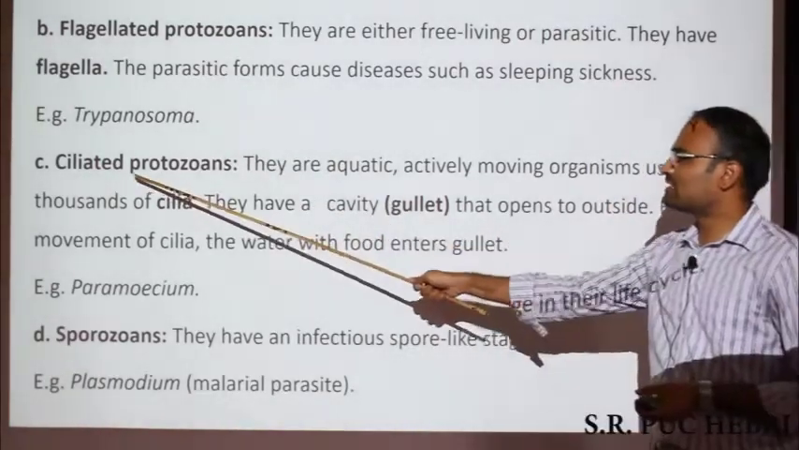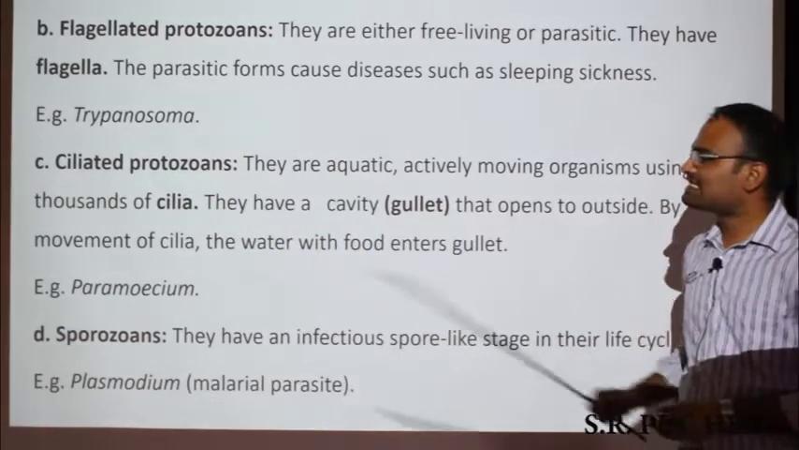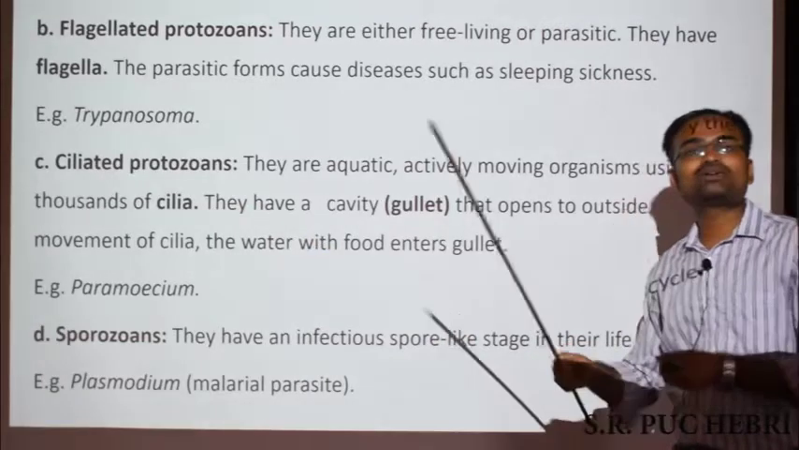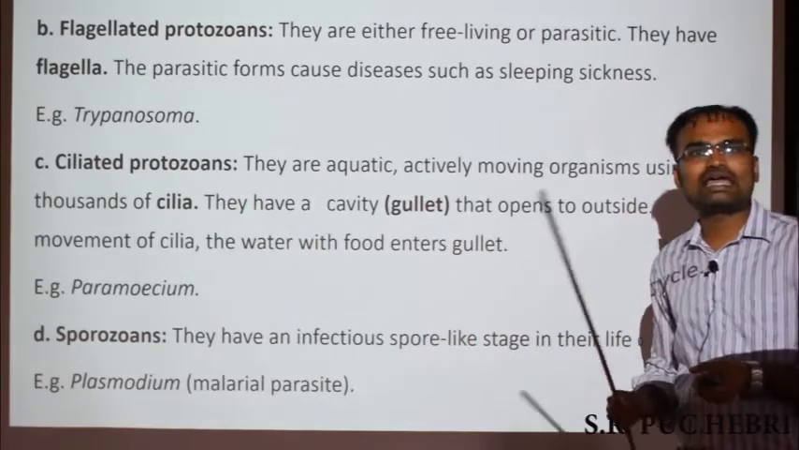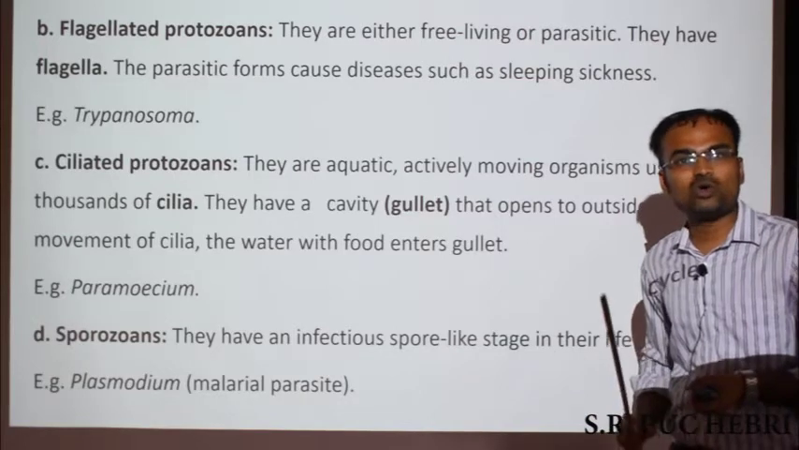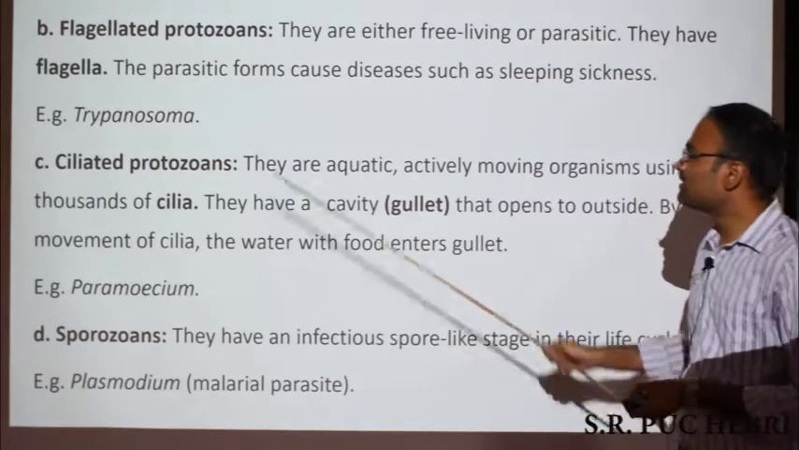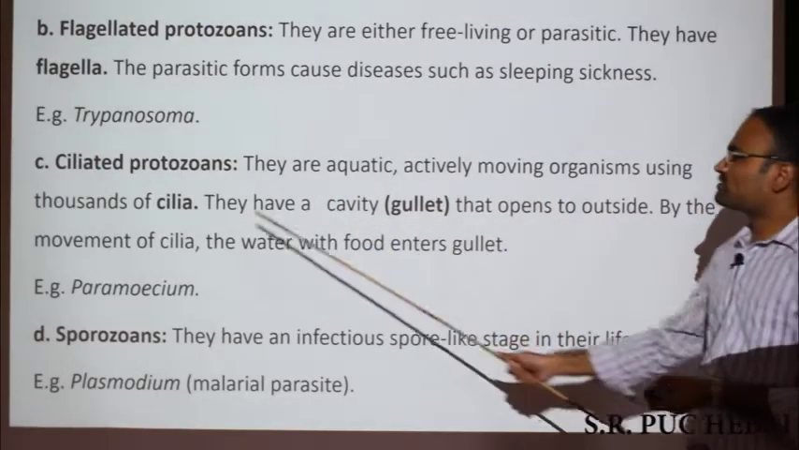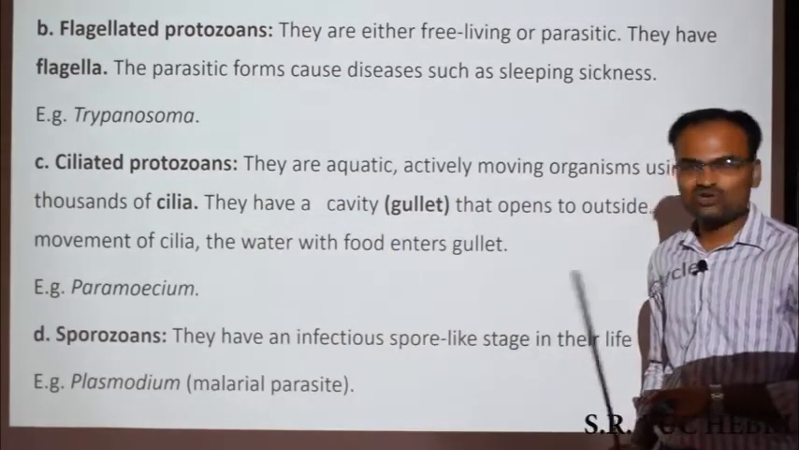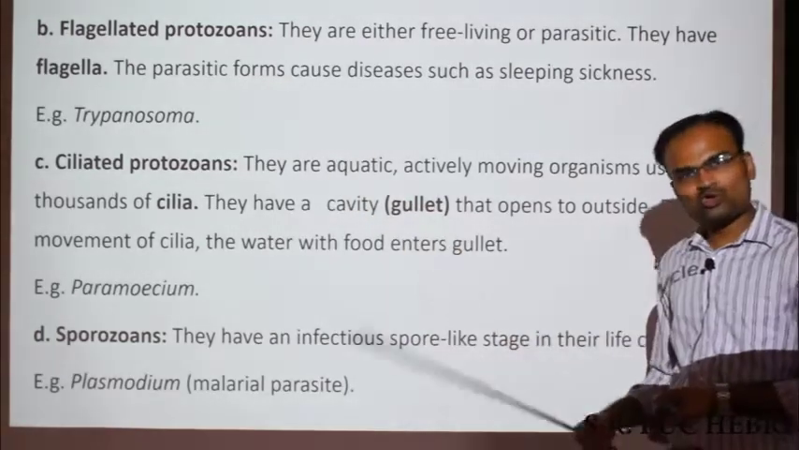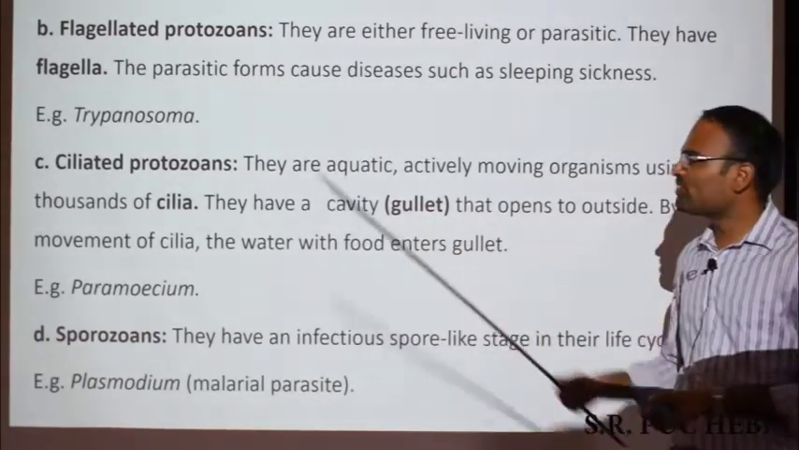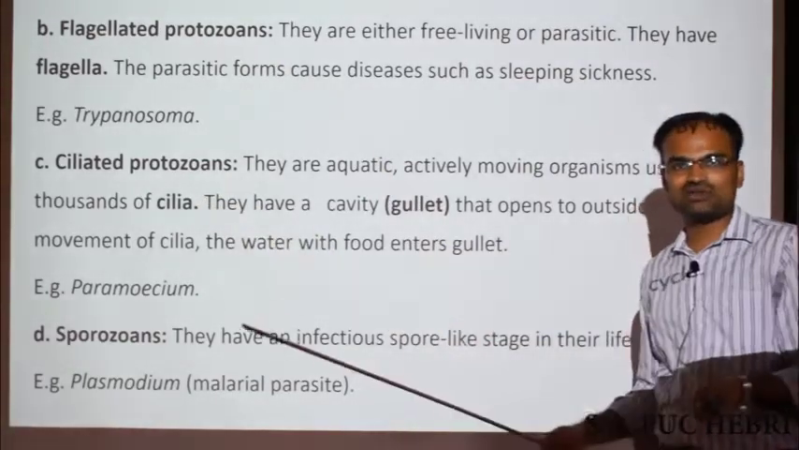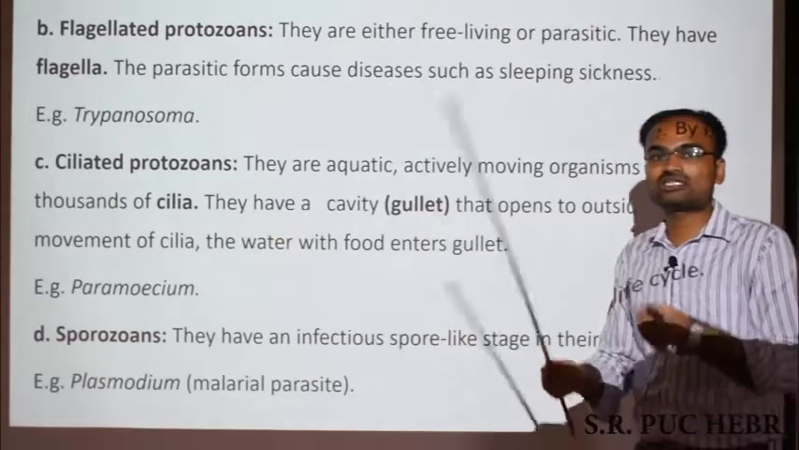Next, the third one is called ciliated protozoans. Ciliated, the protozoan body is covered by numerous cilia. Okay, small hair-like structures which are outgrowths of the plasma membrane. So they are aquatic, actively moving organisms using thousands of cilia. As I already told you, if one or two flagella are present, it's okay, it can show movement in other organisms. But the cilia have to be present in large numbers, because these cilia are shorter than the flagella.